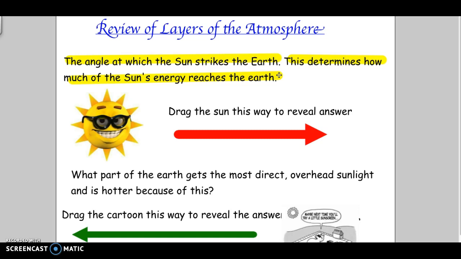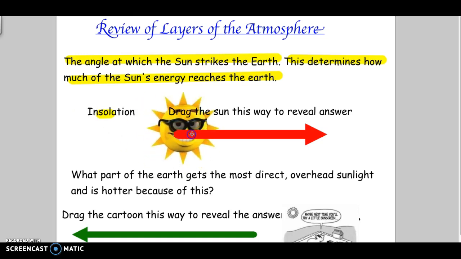Who in here speaks Spanish? What is the Spanish word for sun? Sol. This word has the word sol embedded into it. Insolation. Who can tell me how that might get confusing later? Ava. Insolation and conduction, right? There's a big difference.